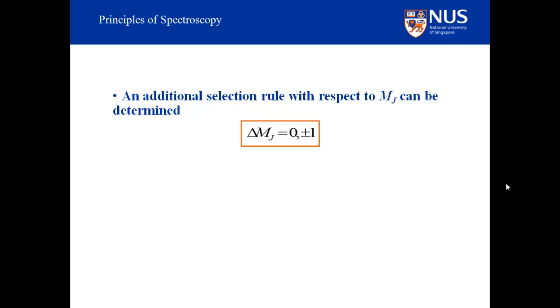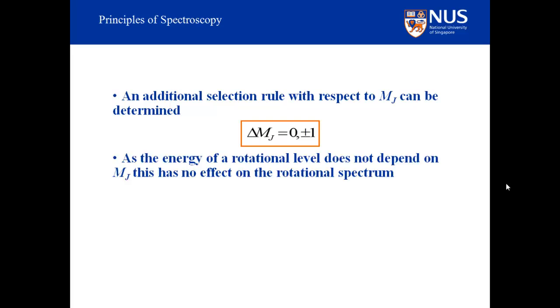There is a selection rule associated with MJ as well, and that is that the change in MJ, delta MJ, must be equal to 0 or plus or minus 1. However, as the rotational energy does not depend on the MJ quantum number, this selection rule has no effect on the spectrum.